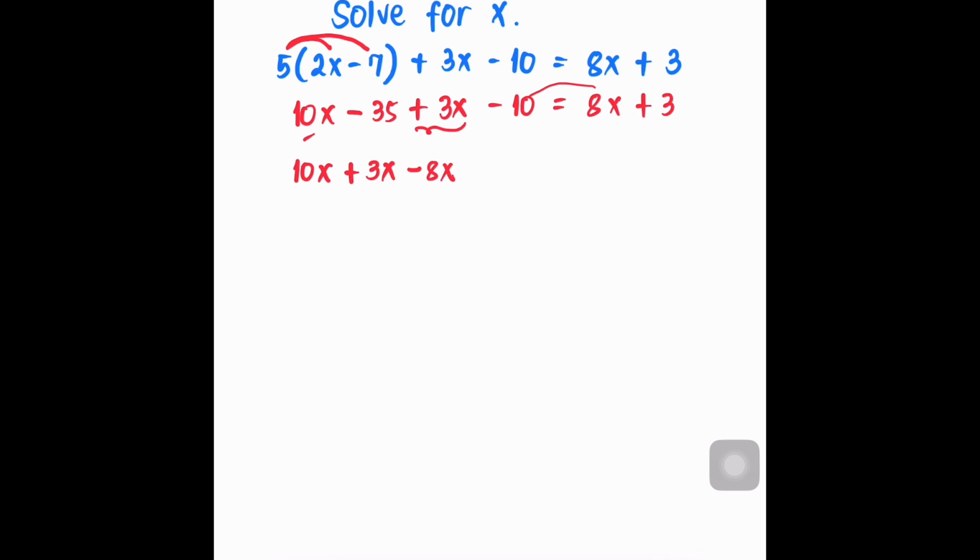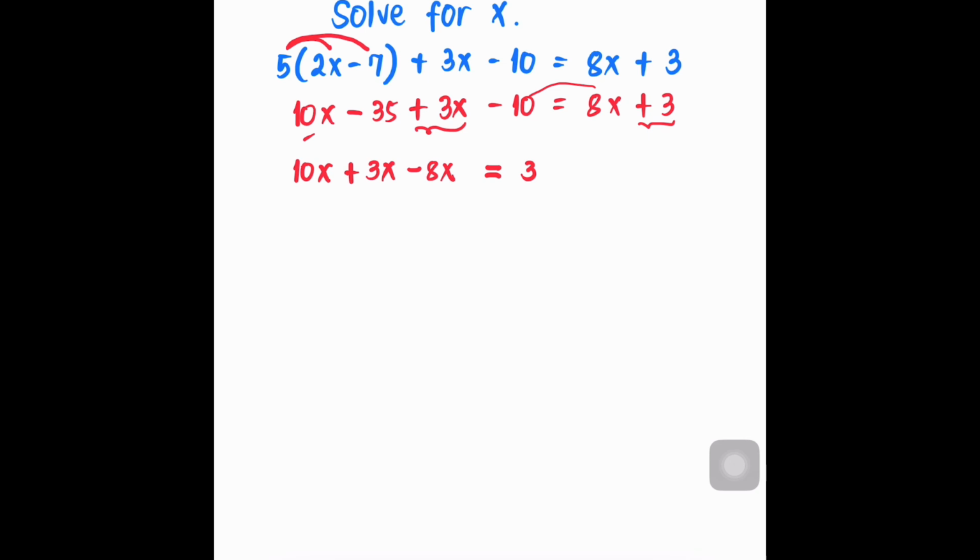So no more terms that have variable x in it. Just copy the equal sign, and let's gather all the constant terms. Here we have 3 constant terms. We have positive 3, which is already on the right hand side, so we don't need to do anything to it. We just simply copy 3.